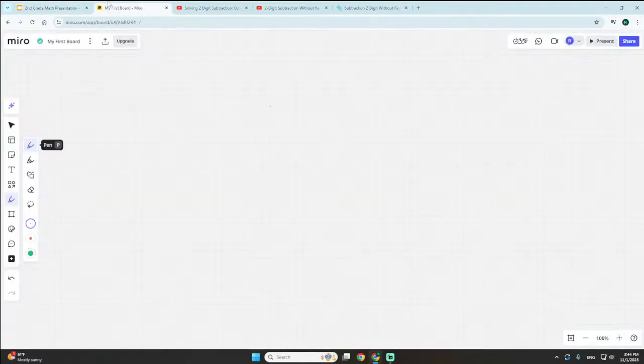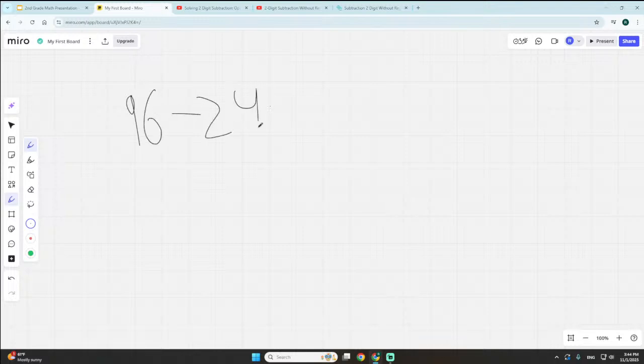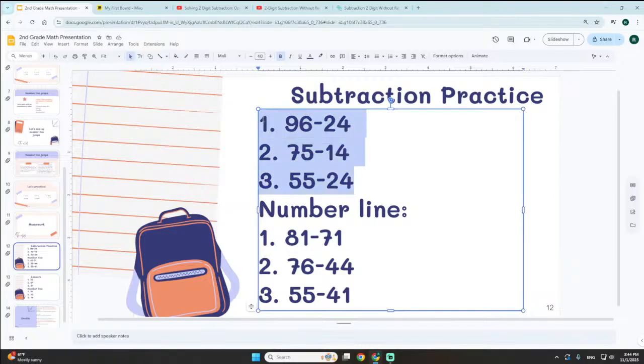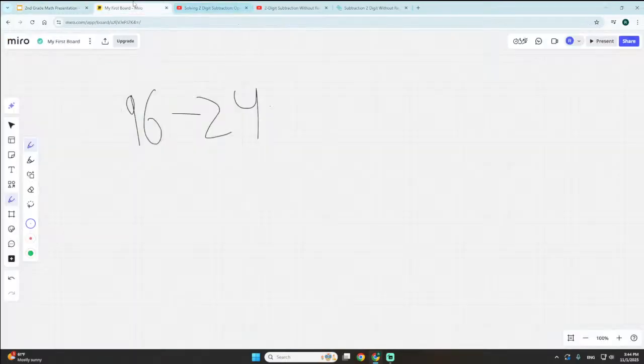So let's start. We have 96 minus 24. So for these first 3 problems, we're doing the regular method, the first method that we learned. And for the next 3 problems, we're using number lines. So for 96 minus 24, we're going to use the first method we learned, which is where we set it up like this.